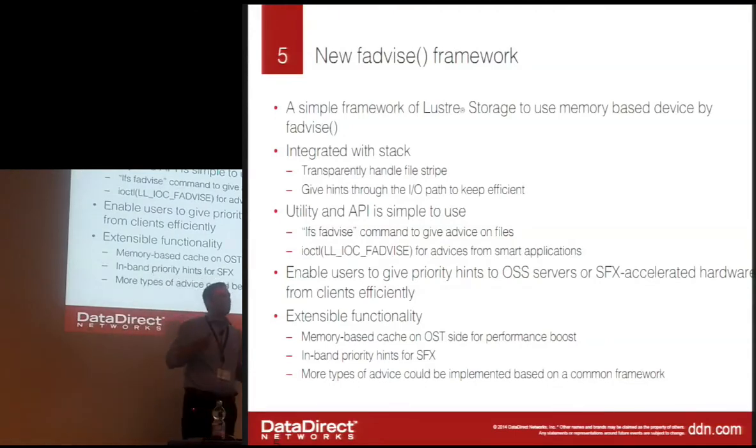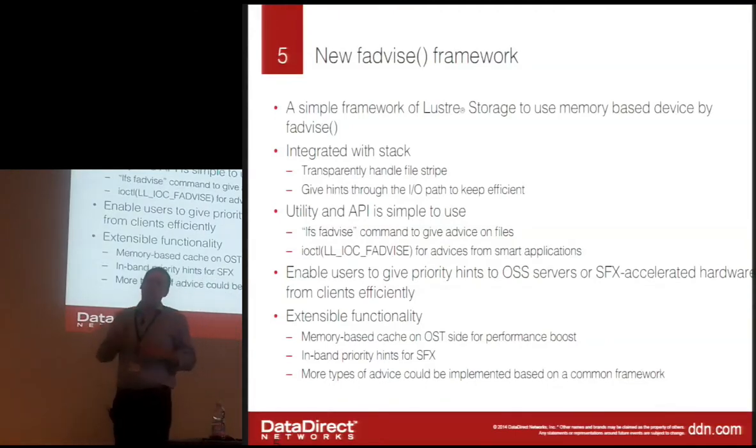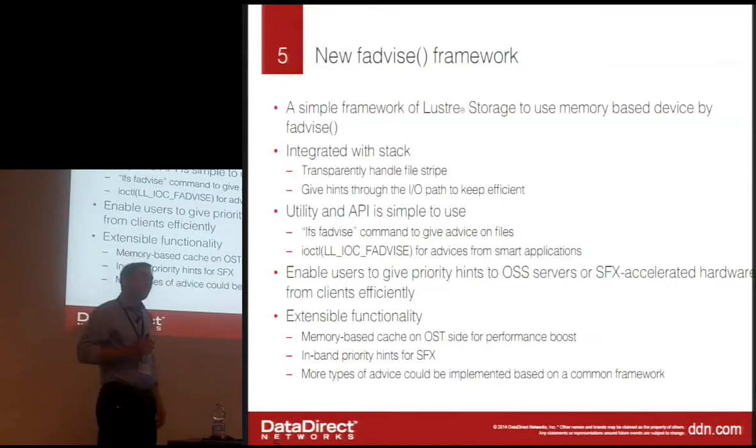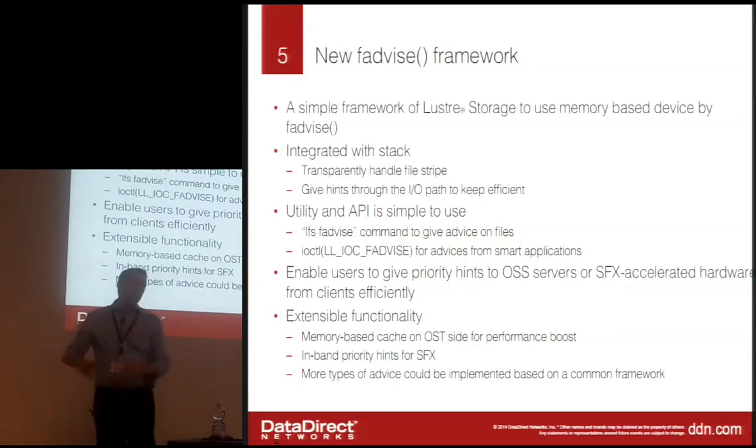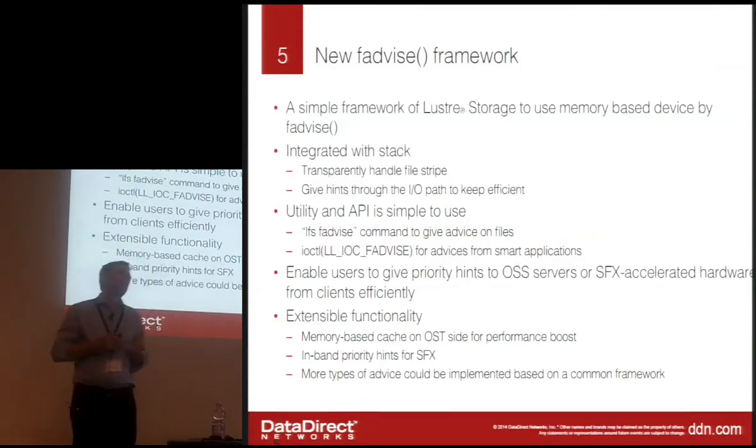Let's restate that. As an application's running along, it can send advice to the underlying file system to specify the regions of data which it's about to read. That then enables the file system, if it's capable of it, to take that data from slow spinning media and move it into a fast SSD layer or into memory. So that's the fundamentals of what FAdvise does.